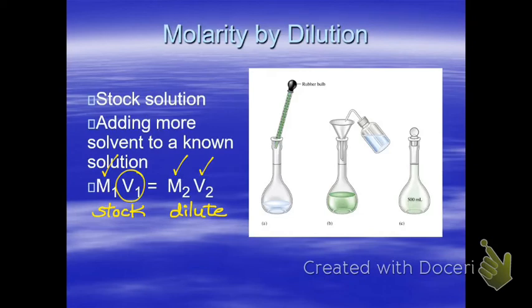So let's look at this picture. This piece of glassware that they're showing you in this diagram is something called a volumetric flask. Its one and only role is for making solutions. You'll notice that in the very first part of the diagram, in part A, there's already a little bit of water down in there.